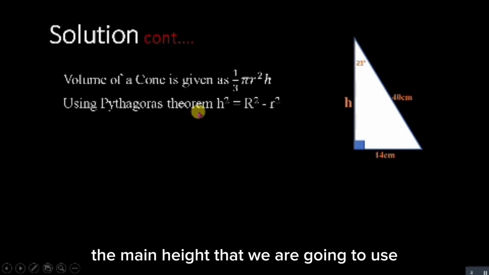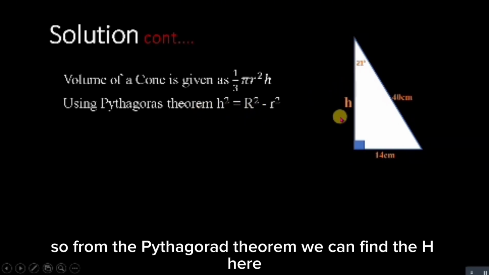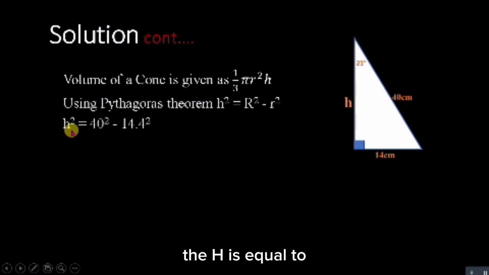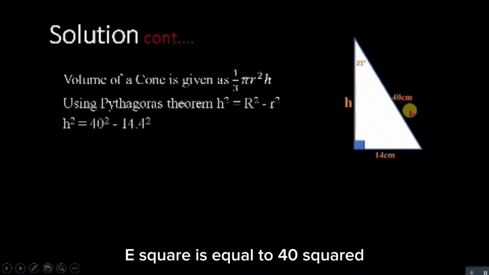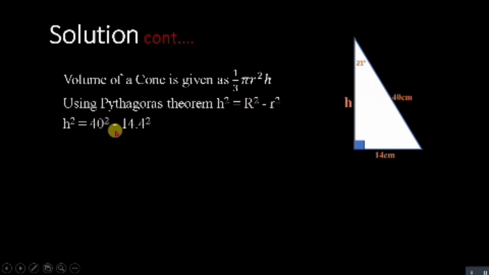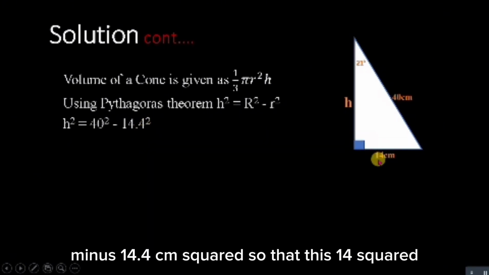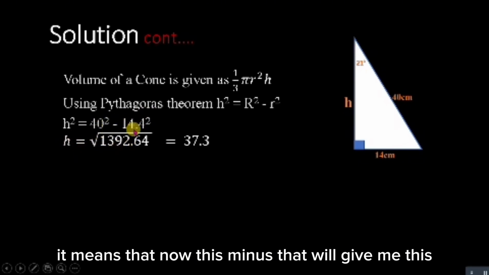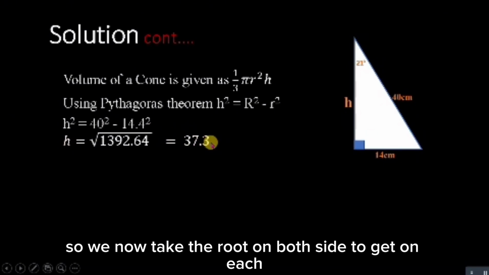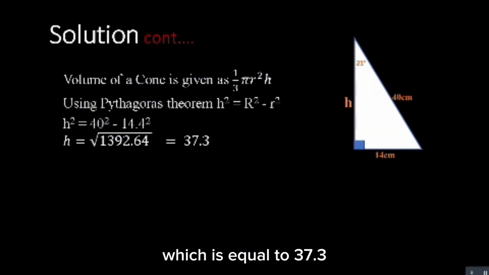And h squared is equal to 40 squared minus 14.4 squared. Just do substitution. So this minus that will give me this. We now take the root on both sides to get only h, which is equal to 37.3. Take note of that. So the height is 37.3 centimeters.